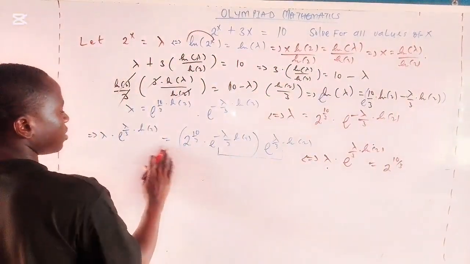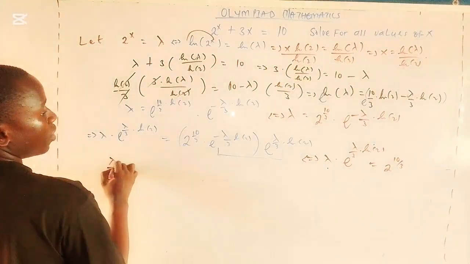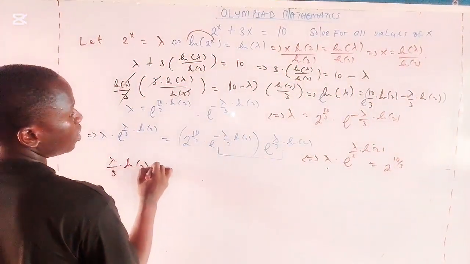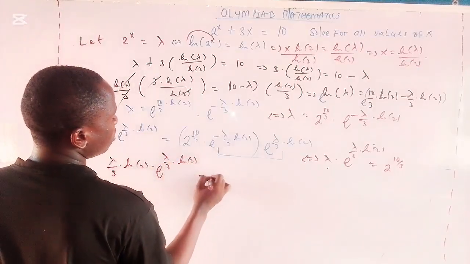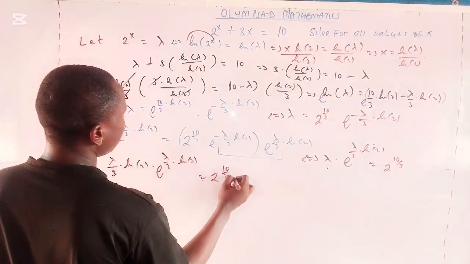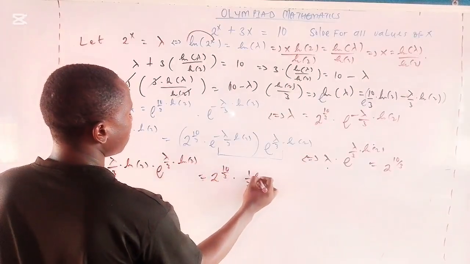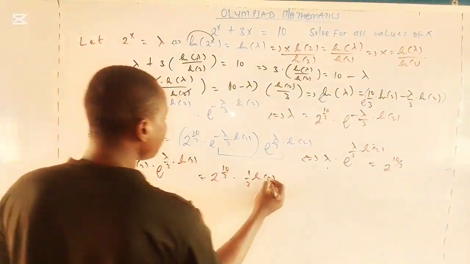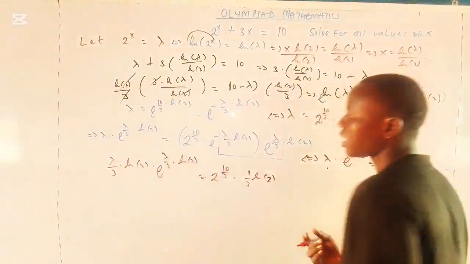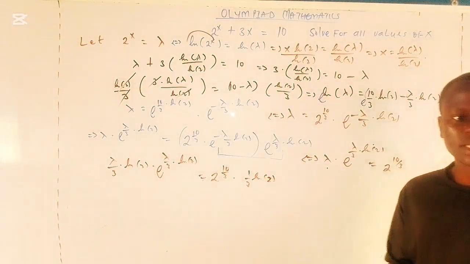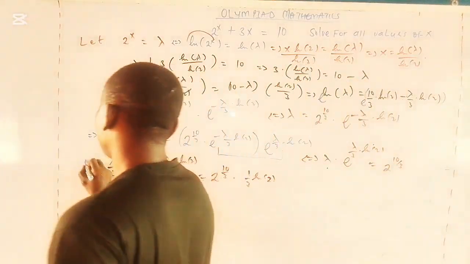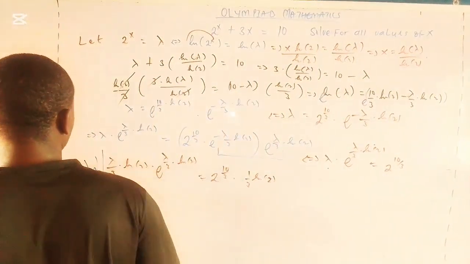So if you do that, we're going to have lambda over 3 multiplied by natural log of 2 and multiplied by exponential lambda over 3 multiplied by natural log of 2, which is equal to 2 raised to the power of 10 over 3 multiplied by 1 over 3 multiplied by natural log of 2. Do you understand now? I've multiplied both sides by 1 over 3 multiplied by natural log of 2. Then I can now take the Lambert W function on both sides.